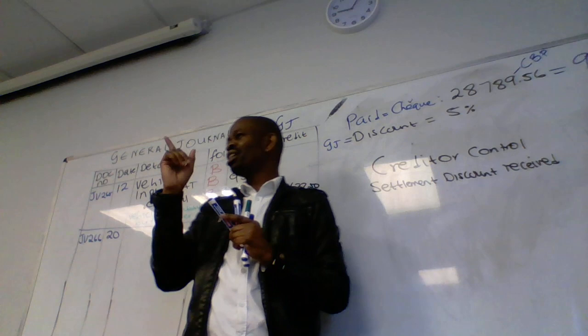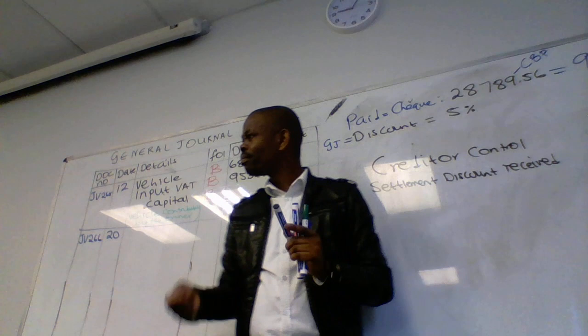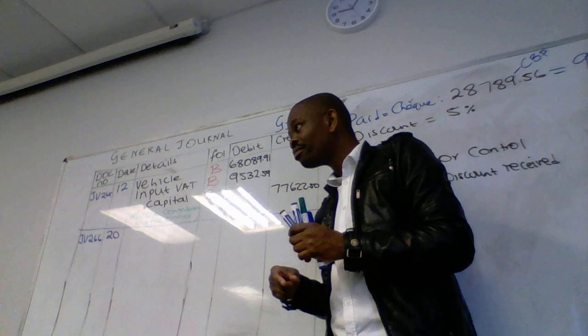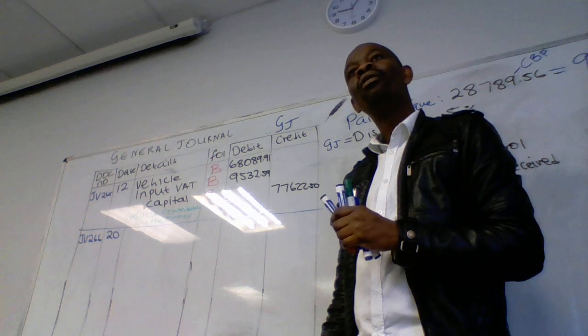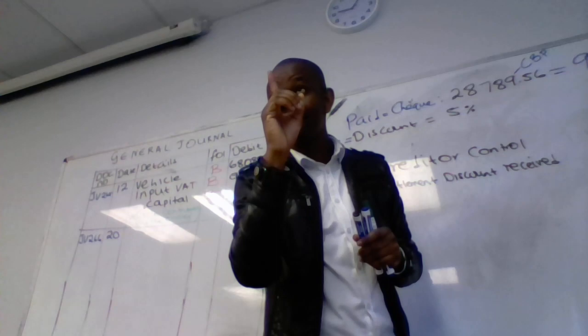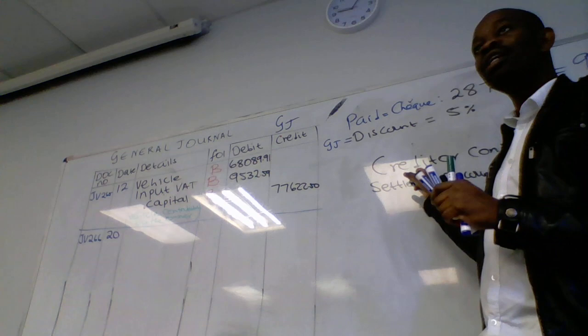The question is, are there any VAT implications on this? Think about it carefully. You are paying creditors. Remember, before you can pay them, you owe them. Before you can owe them, you bought from them on account. No VAT on payments on account. I only pay them. Can you see that? Let me give you a situation. Before you can owe this person, it means you bought from them. They charged you VAT how much?